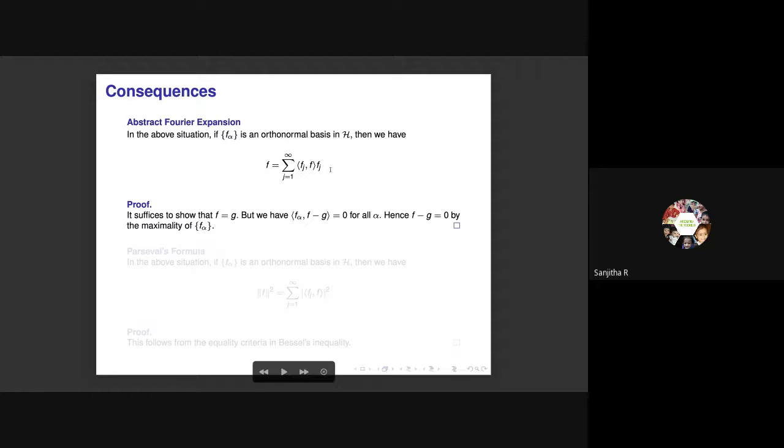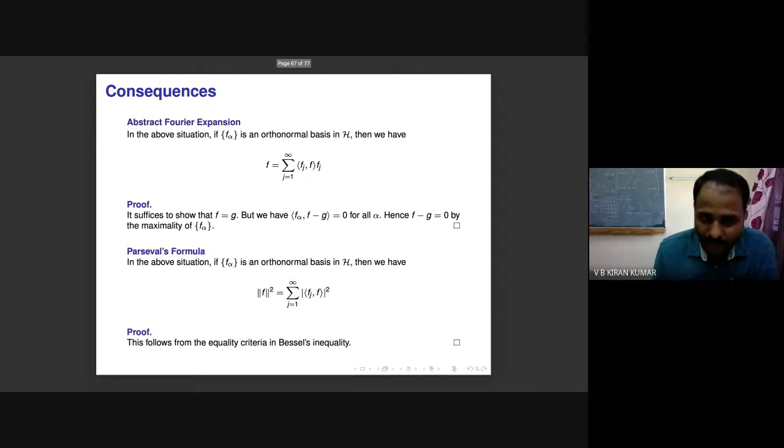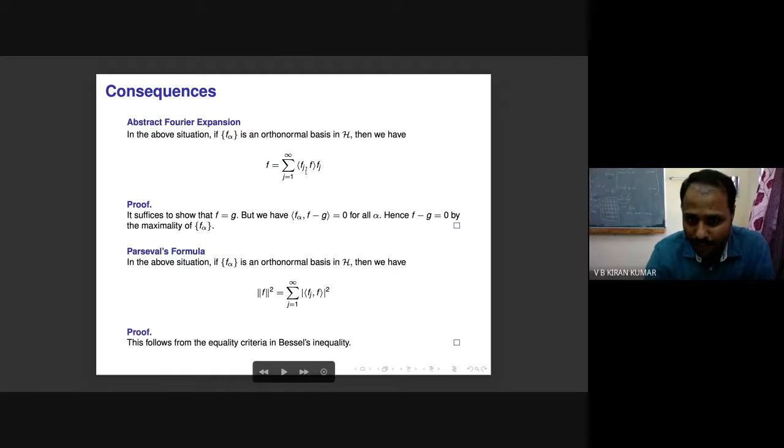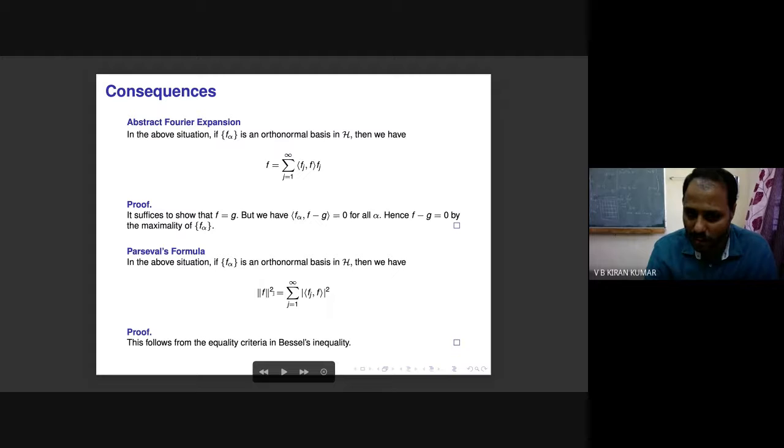Yes, sir. So this is known as the abstract Fourier expansion. In this expression, if you take the inner product of F with F and use continuity of the inner product, you will obtain this. This is known as Parseval's relation. So you are also able to compute the norm using this. Remember, the left-hand side is an abstract norm. F is in an arbitrary Hilbert space, and this norm is an abstract norm. But the right-hand side is the L2 norm of the sequence of inner products.